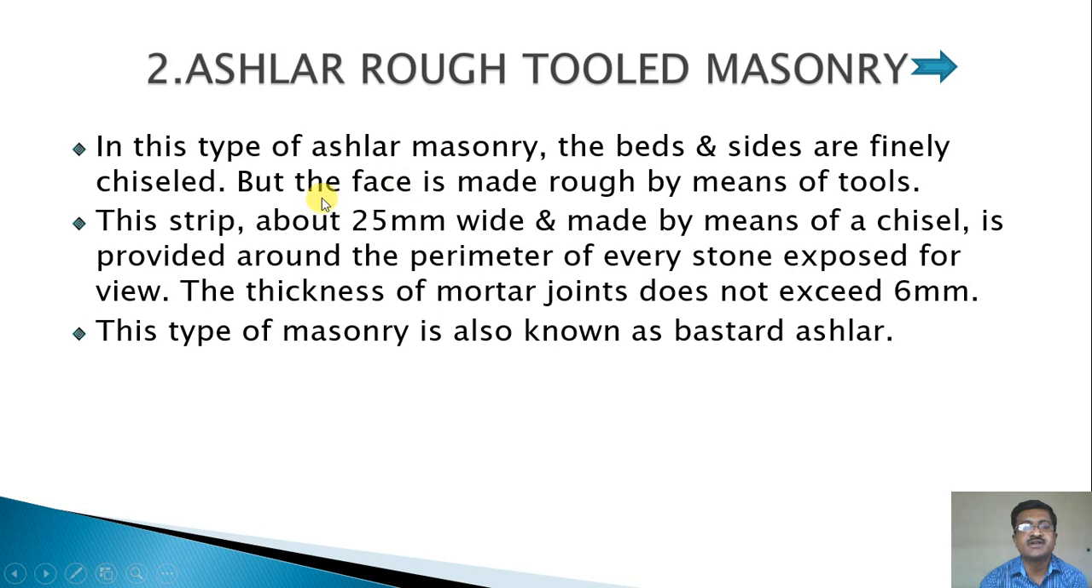Ashlar rough tooled masonry. In this type of ashlar masonry, the beds and sides are finely chiseled, but the face is made rough by means of tools. A strip about 25 mm wide, made by means of a chisel, is provided around the perimeter of every stone exposed to view. The thickness of mortar joints does not exceed 6 mm. This type of masonry is also known as Bastard masonry, or Bastard ashlar masonry.